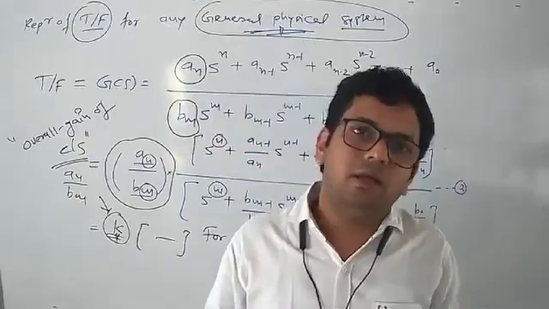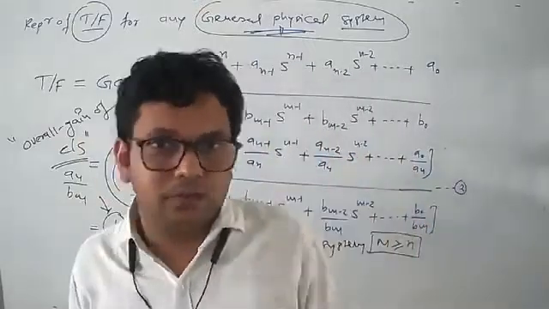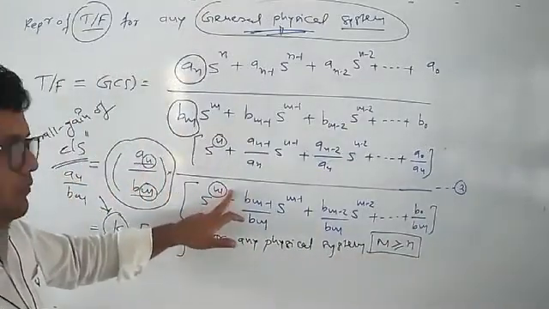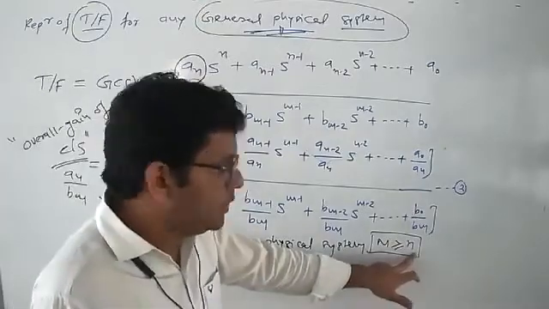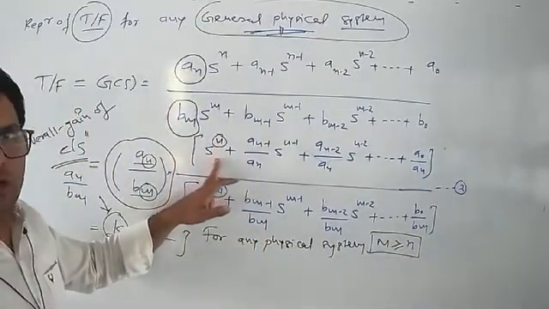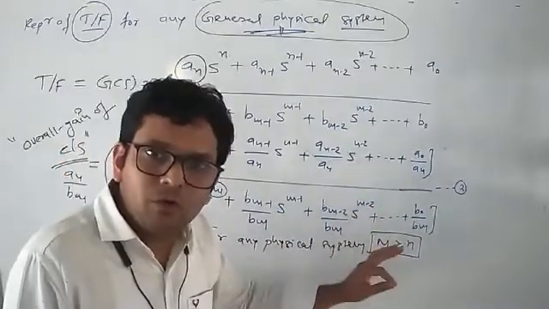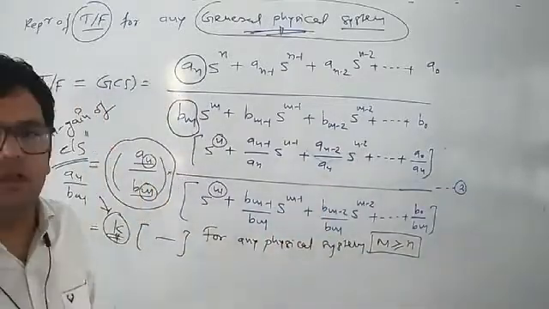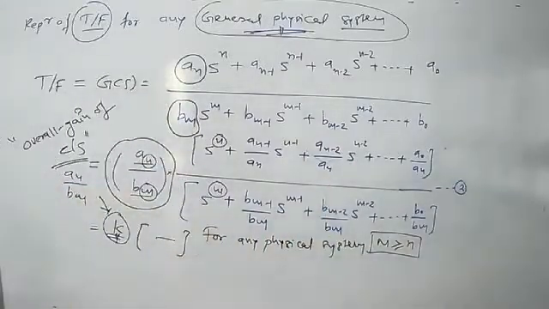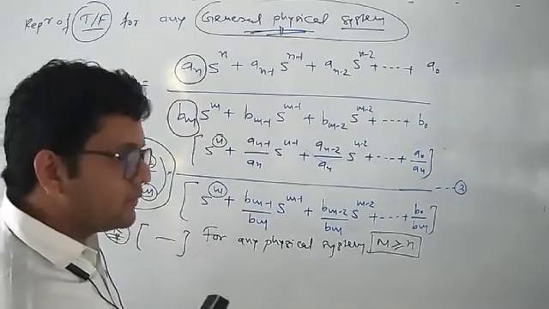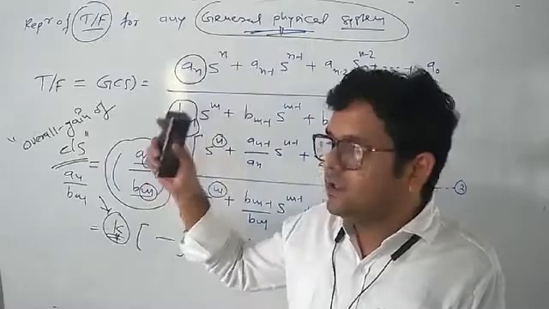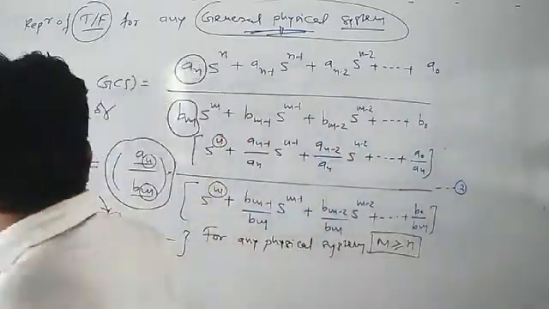For any physical system, the relationship between m and n, where m indicates the highest power of s available in the denominator polynomial and n indicates the highest power of s available in the numerator polynomial, the value of m is always more than or at the max equal to n. This is applicable for any physical system. So in this way we are in a position to obtain the value of poles, or the value of zeros, or the overall gain of a given control system, if you know the transfer function of that particular system.